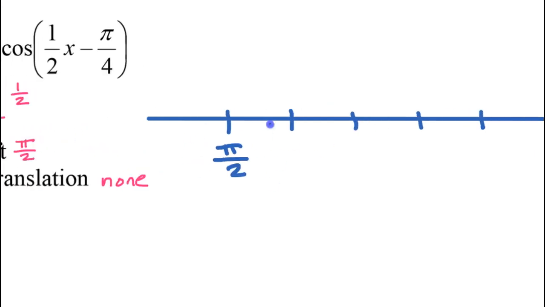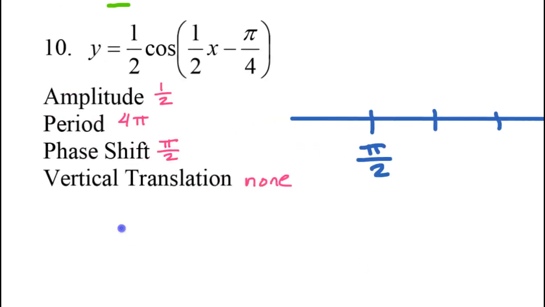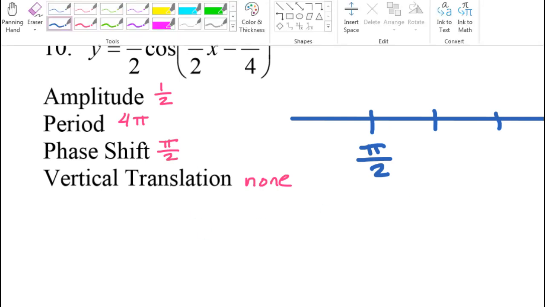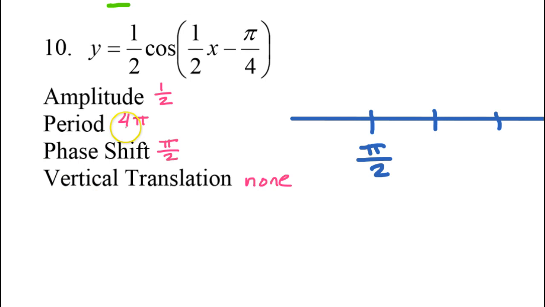Since I've divided it into 4 equal sections, each section is a quarter of a period. So what I need to do next is calculate how big is a quarter of a period. And then I can use that to find the additional markings. This time it's going to be pretty easy. Since the period is 4 pi, then the quarter period is just going to be 4 pi divided by 4, which is simply pi. So pi is a quarter of a period.